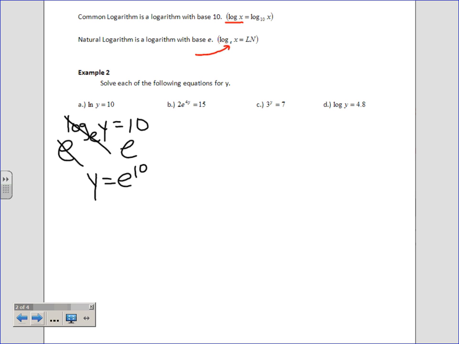And you can find that number if you want. I've got 22,026.5-ish. Okay.